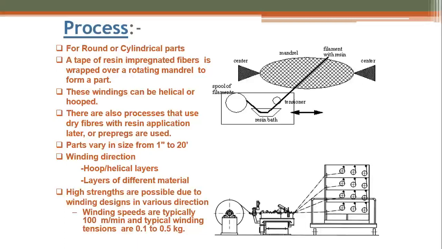High strength is easily possible due to the winding designs in various directions. The winding speeds are typically from 100 meters per minute. So the speed of the winding is 100 meters per minute. You can see the process in the picture also. It was clearly explained in the previous classes.